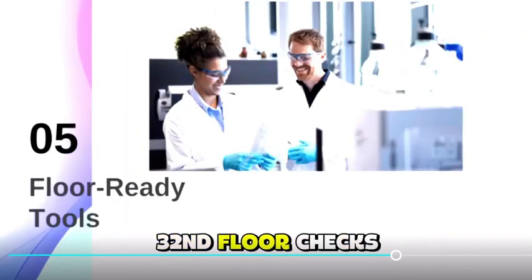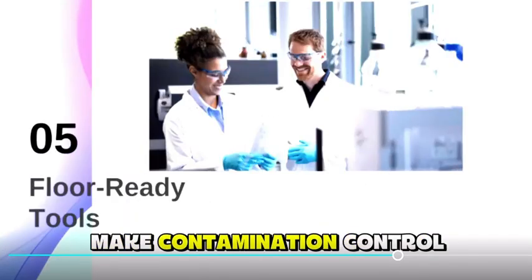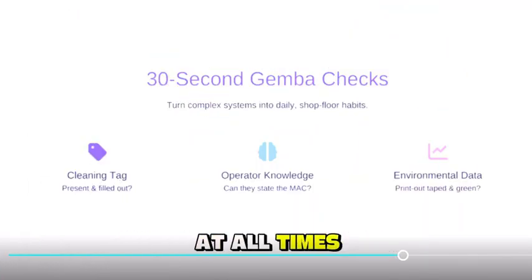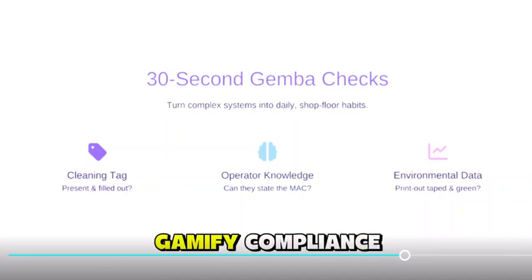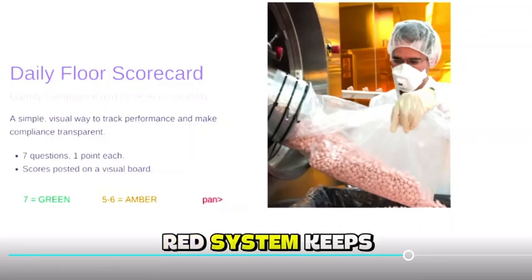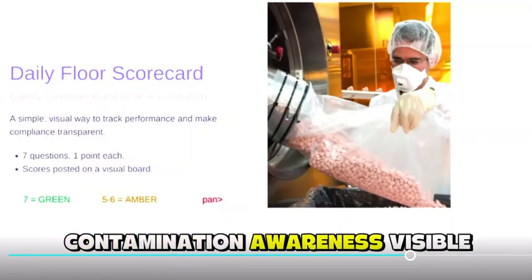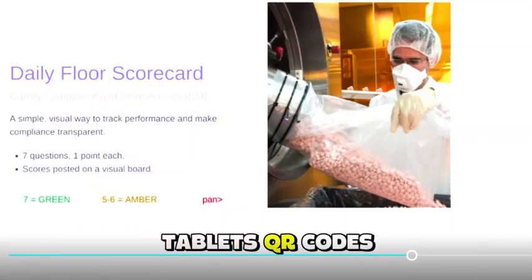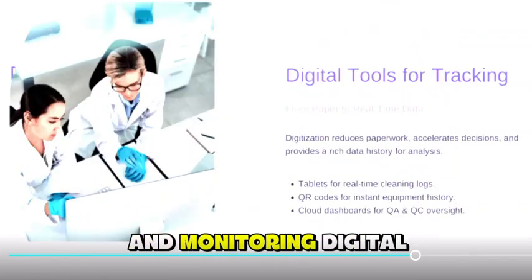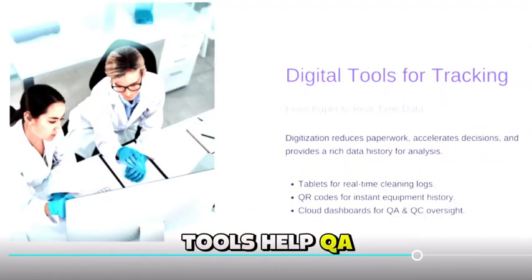Quick 30-second floor checks make contamination control part of daily culture. Operators should know cleaning limits and environmental data at all times. Daily scorecards gamify compliance. A simple green, amber, red system keeps contamination awareness visible. Tablets, QR codes, and dashboards bring transparency to cleaning and monitoring. Digital tools help QA and QC stay connected.